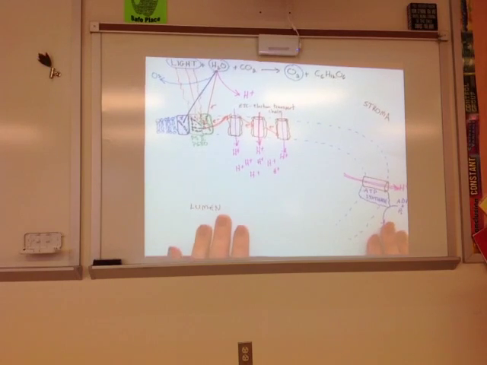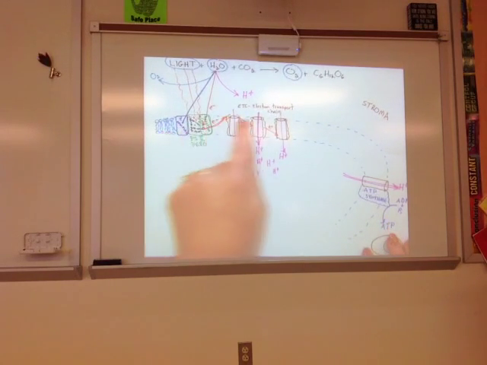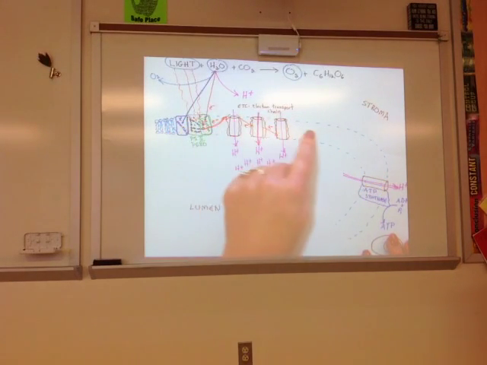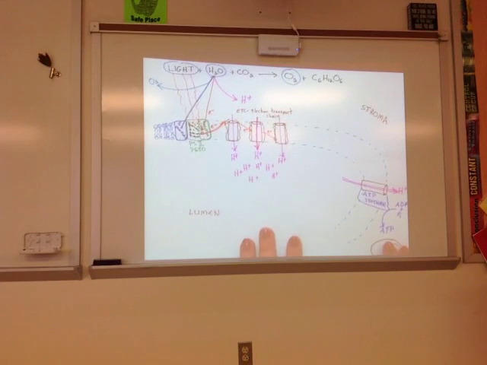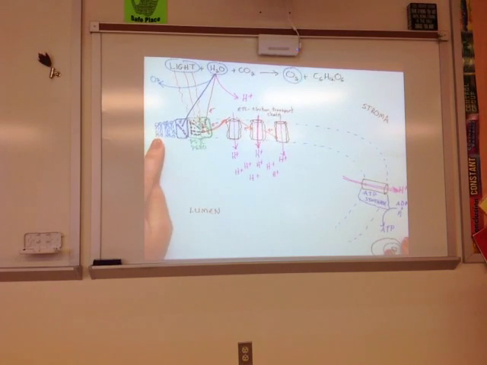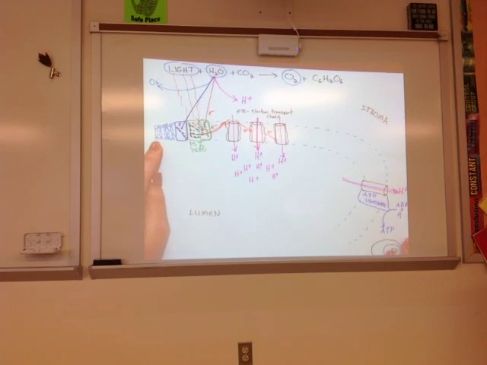Okay, so when we're looking at this structure here of our notes, what is this structure representing? This whole physical structure. The thylakoid membrane. Excellent. So all of these light-dependent reactions and the chlorophyll are all found in the thylakoid membrane.